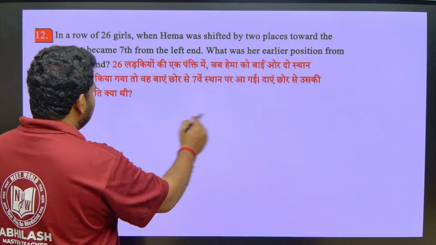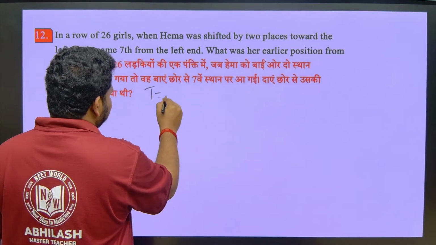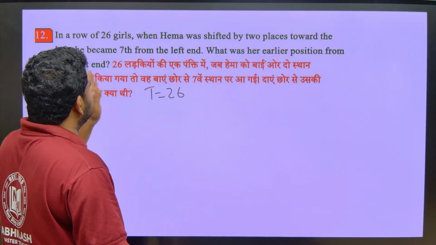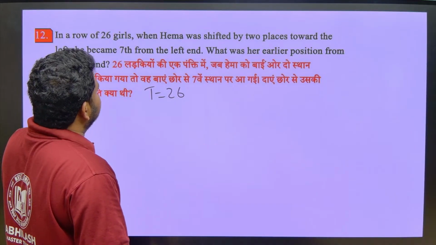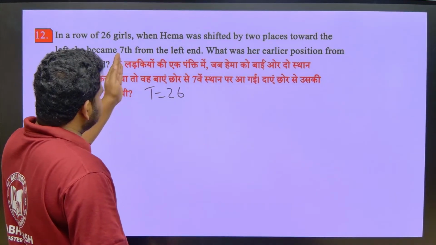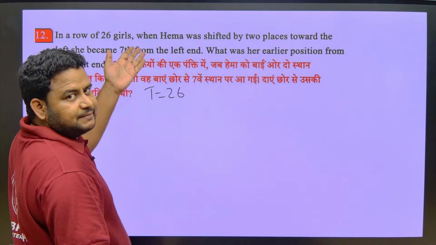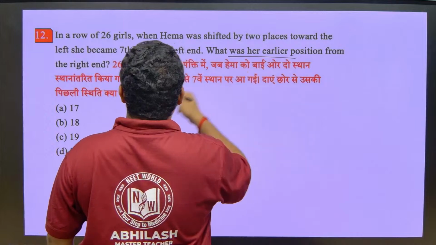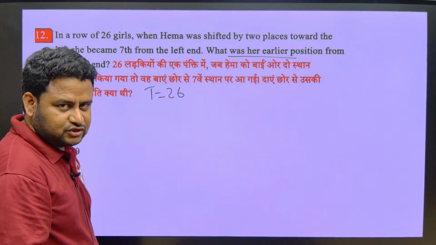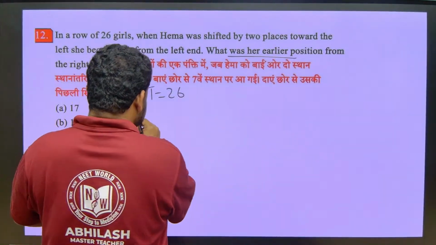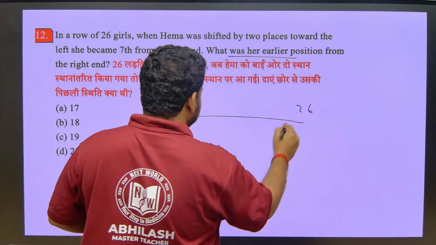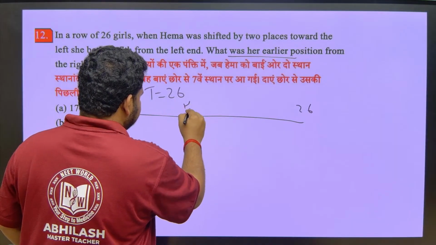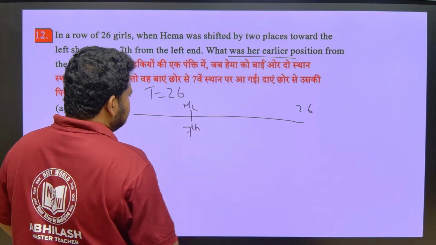So in a row of 26 girls. A row of 26 girls means they are talking about a total of 26. Now Hema's position from the left hand is 7th. But earlier Hema's position was what? That we have to find, because they are asking what was her earlier position from the right hand. See here, this is a total of 26 girls. Hema is 7th from the left. This is the new position.